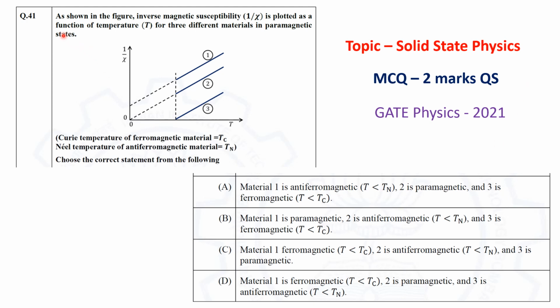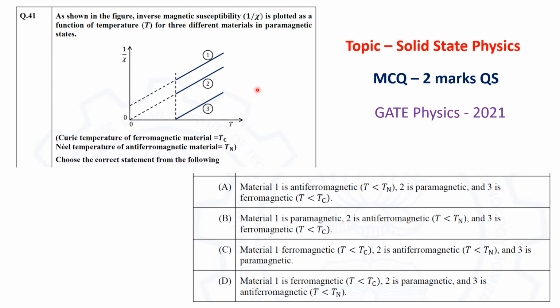According to the question, as shown in the figure, inverse magnetic susceptibility, that is 1 by chi, is plotted as a function of temperature T for 3 different materials in paramagnetic states. So this plot for 1 by chi versus T is given for 3 different kinds of magnetic materials. This is the plot for the first material, this second plot is for the second material, and the third plot is for the third material.